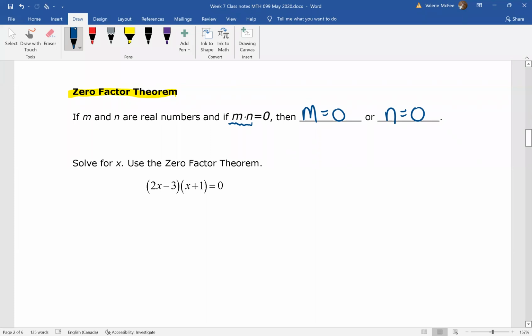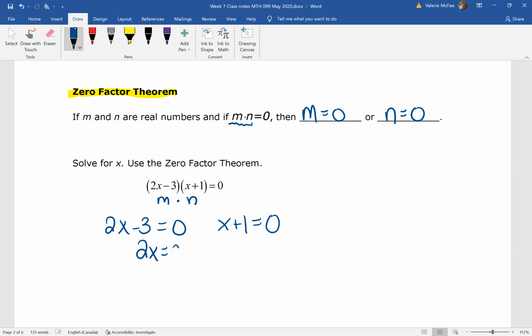We're asked to solve for x and use the zero factor theorem. We have here m times n equals 0. That means we know that each of these factors could equal 0. So we let m equal 0 and we let n equal 0, because one of them has to equal 0 in order for the product to be 0.